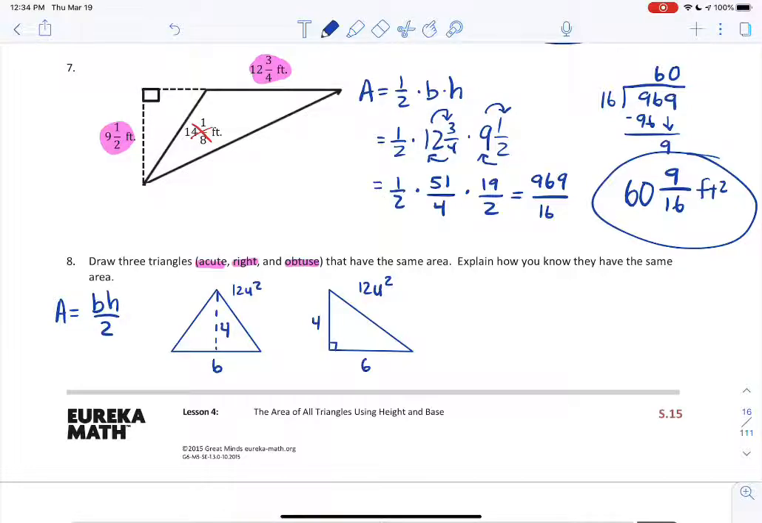Now, if I want to find the area of an obtuse triangle, now obtuse, in case you were confused, an obtuse triangle is going to look kind of like, well, not like that. Let me see if I get that right.